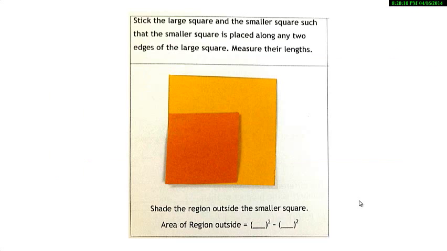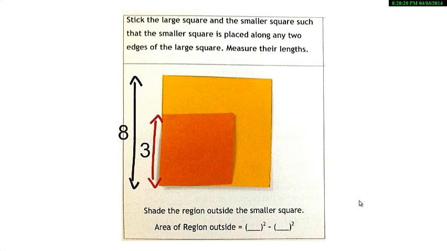Now, paste any one small square along any two edges of a larger square. So right here, I have marked the two edges of the larger square. Paste this in the space provided in your observation sheet. Now, using a ruler, measure the length of the large and the small square. In my picture, the length of my large square is 8 and the length of my smaller square is 3.